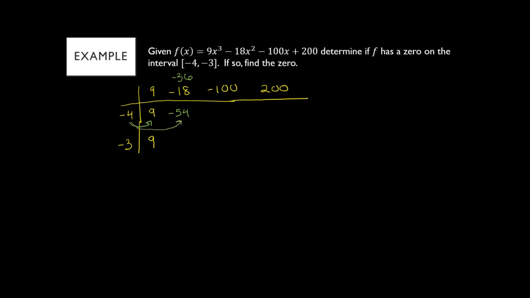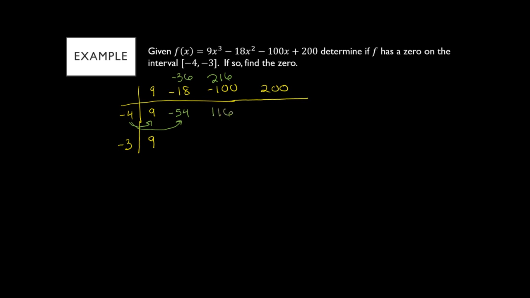Negative 4 times negative 54. So the nice thing when you do it on this calculator is you just take your answer and multiply by negative 4. So that gives us positive 216. And then even on your calculator, you just have to do minus 100. Like, it's super easy to do on a calculator.